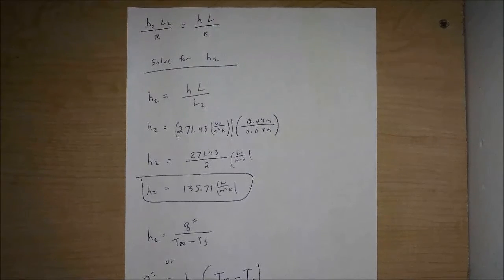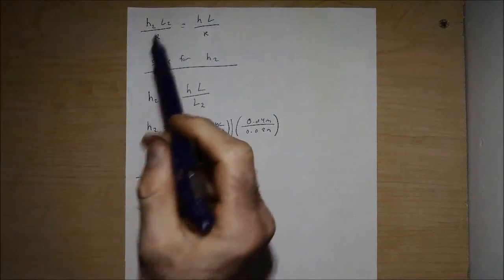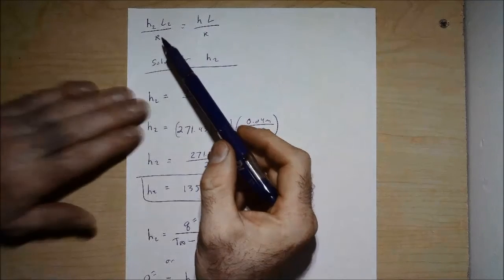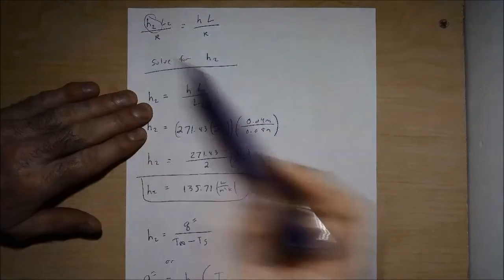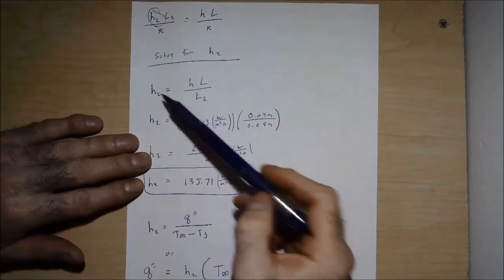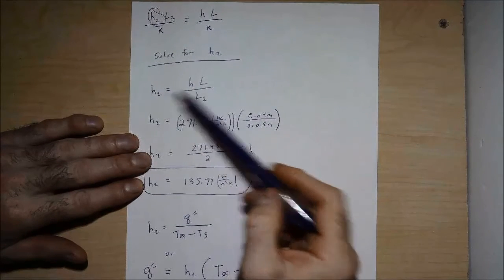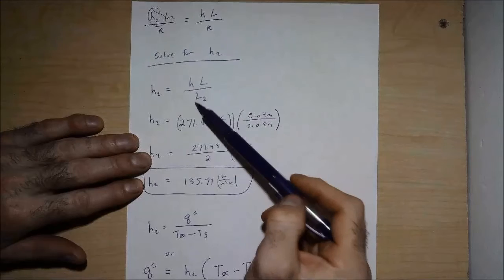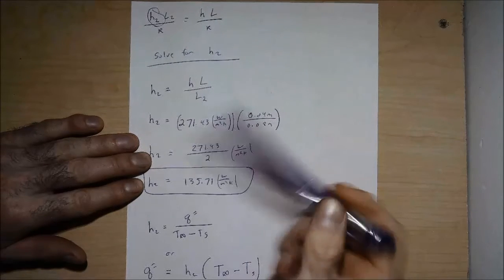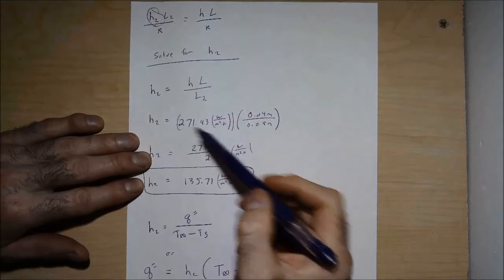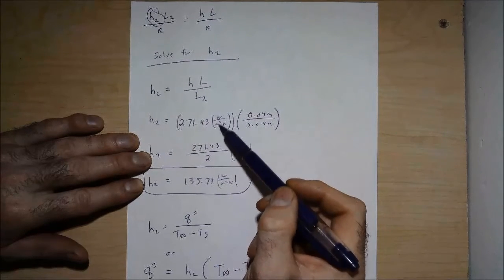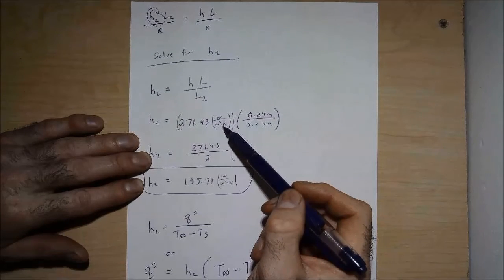So now we're going to continue on with that equation. We can look at case 1 versus case 2, and what we want to do is rearrange this in order to solve for our h2. This is what we want to look for in this problem. Rearranging and solving for h2, h2 is equal to h times L1 over our L2, where we have numeric values for all of these. So h2 is equal to our h value, which is 271.43 watts per meter squared times Kelvin, which we solved for in the first part of the problem.